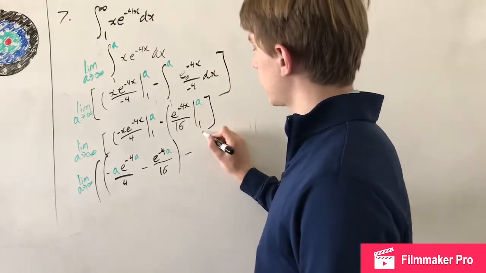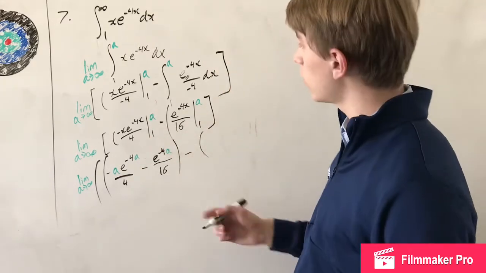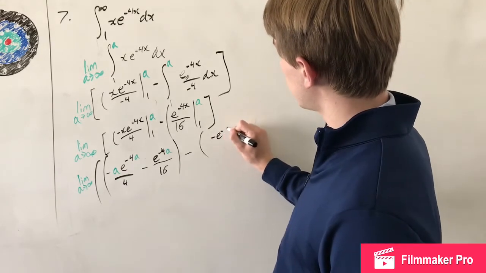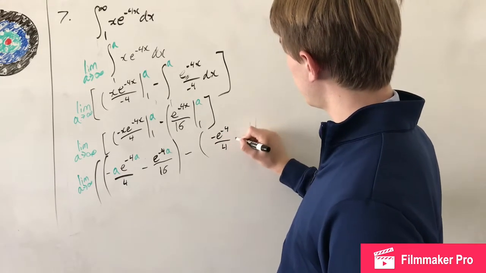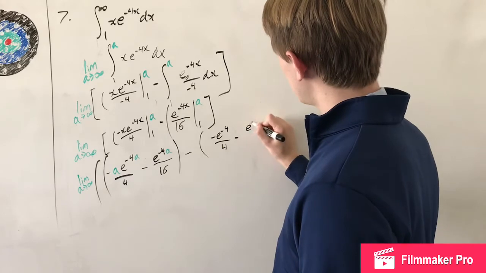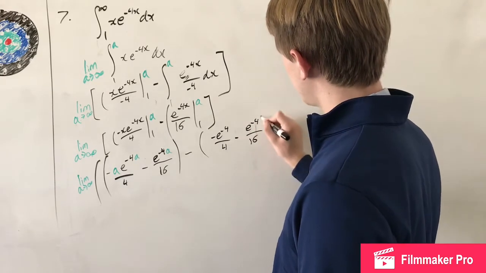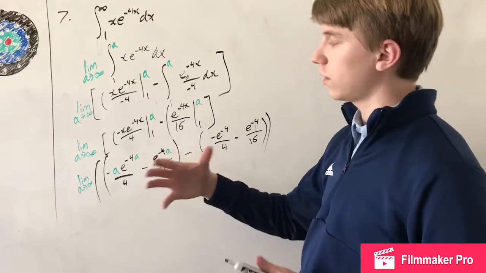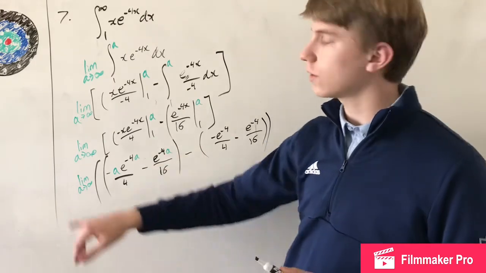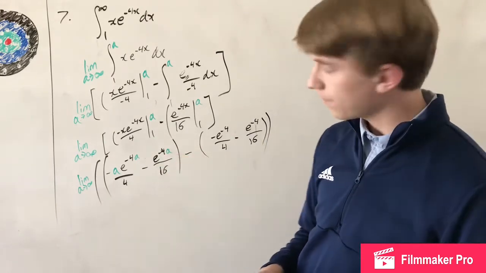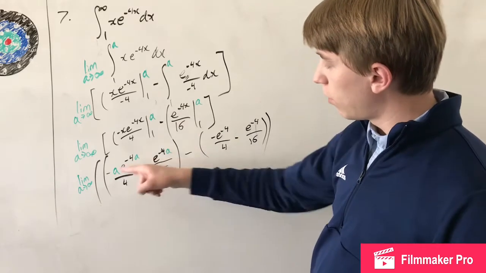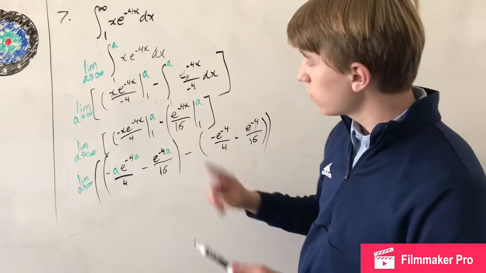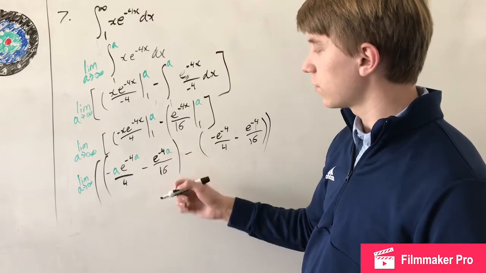Then we can subtract, plugging in 1 everywhere. So we get negative e to the negative 4th over 4 minus e to the negative 4th over 16. And this is actually where it gets tricky, trying to manage all your terms and evaluate them correctly. So it's important to keep this organized because it's easier to lose yourself. So both of these will end up being 0. This one, because obviously e to the negative infinity will be 0.